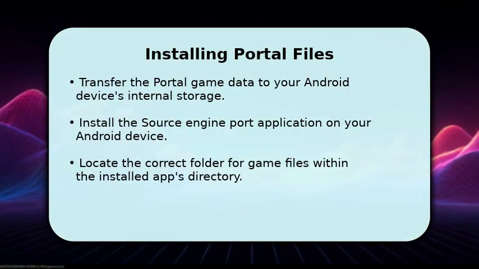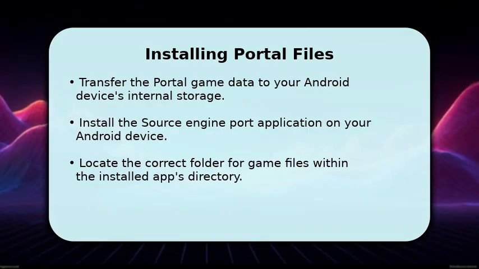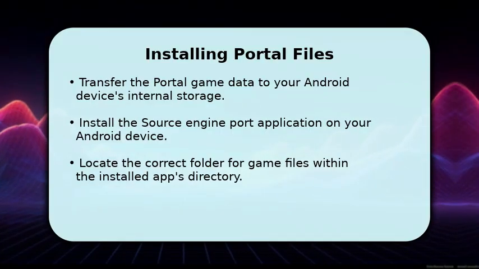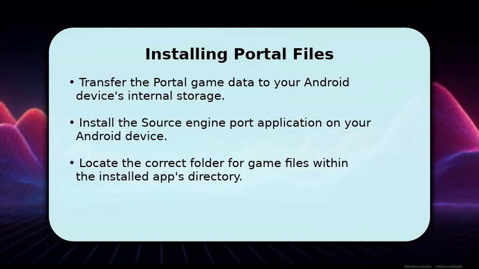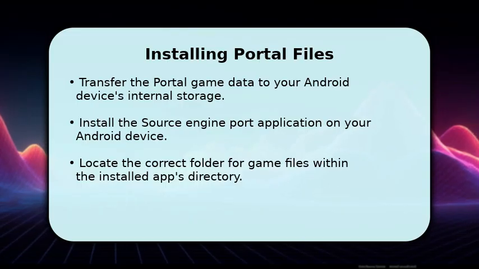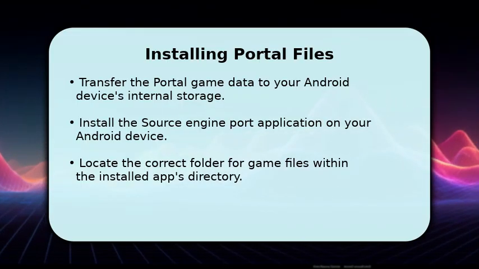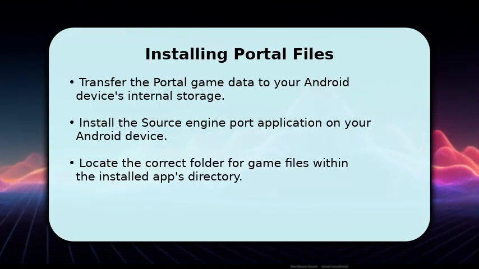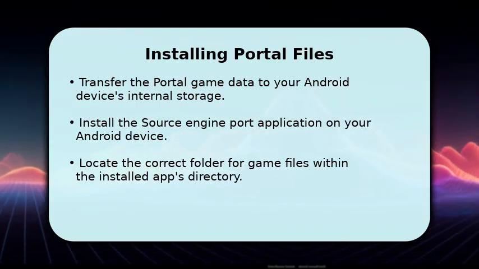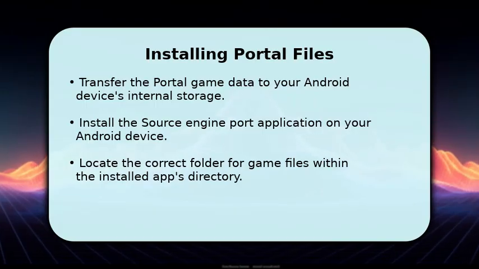Once you have both the game data and the engine port application, transfer the Portal game files to your Android device. Connect your device to a computer and copy the game's Portal folder into a designated directory, usually within the installed engine port's main folder. Next, install the source engine port application you downloaded. Open the app to ensure it recognizes the game files you just transferred.